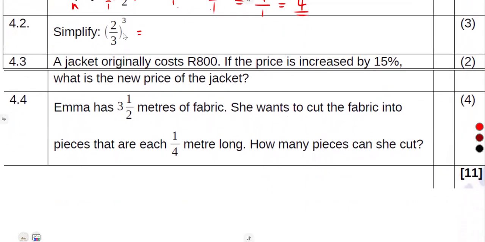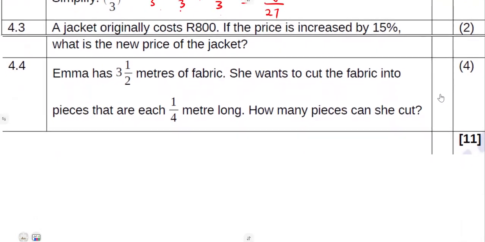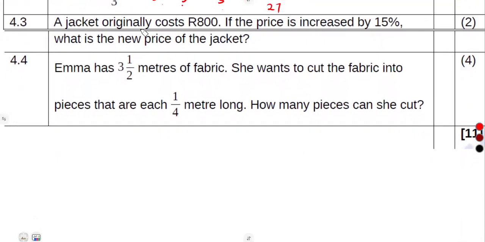When you are given this, remember each term is raised to that exponent. 2 to the exponent of this, that is what? 8. 3 to the exponent of that, that is 27. All right, simply like that. Or you're multiplying 2 over 3 times 2 over 3 times 2 over 3, it's still one and the same. So 2 times 2, that's 4, times 2, that's 8. Over what? 3 times 3, that's 9, times 3, 27. One and the same.